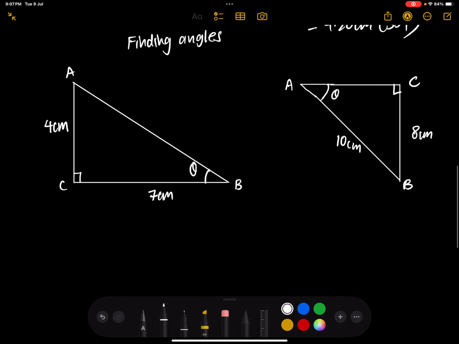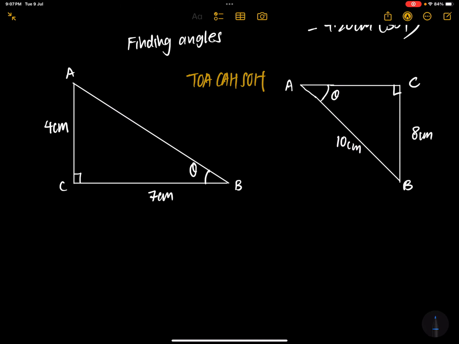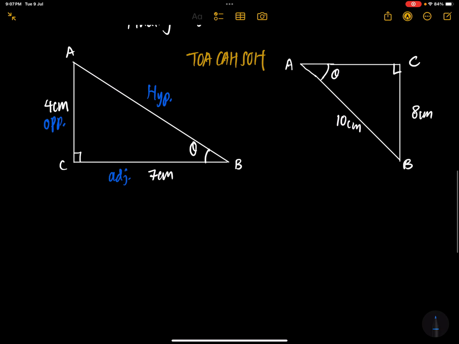Now, let's look at finding angles. The different scenario is I'm given 2 lengths to find 1 missing angle. So I write SOHCAHTOA here for convenience sake. I want to find angle theta. So label the triangle, always label. Hypotenuse is the longest side. Opposite the angle, this is opposite. Last one, adjacent.